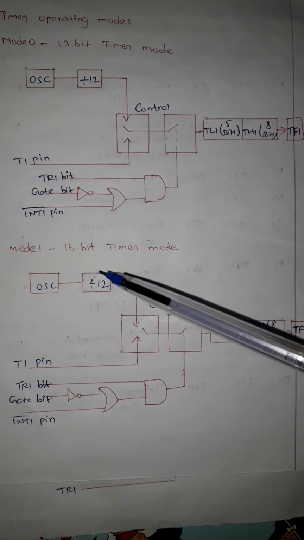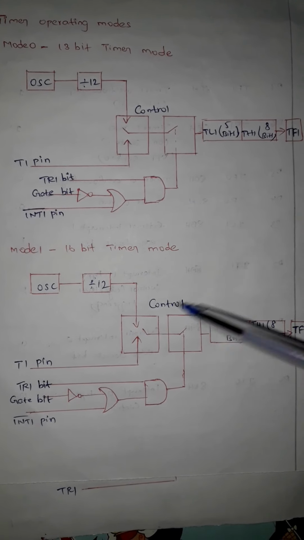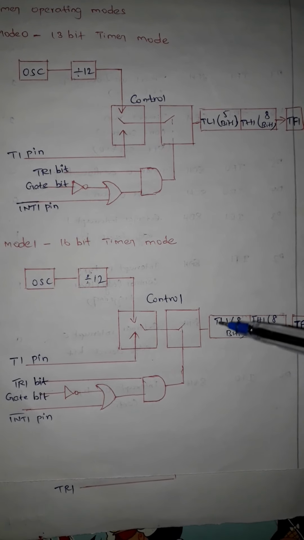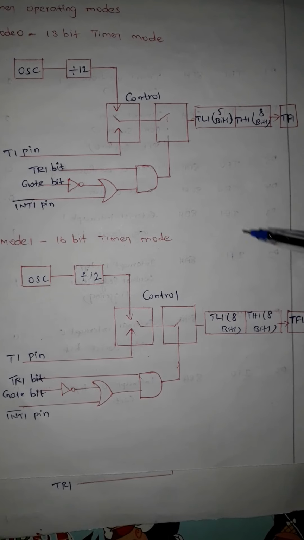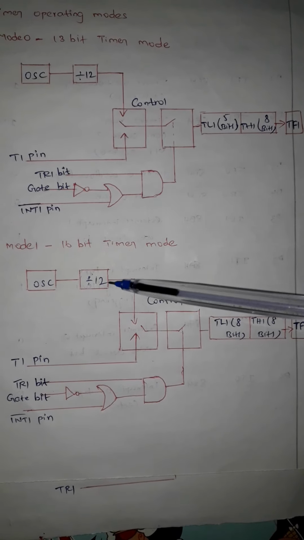And similarly, now look into mode 1. Mode 1 is a 16-bit timer mode, and this is a popularly used mode in the 8051 timers. So this is mainly used for generating the baud rates. It's a 16-bit timer mode, and the control part is the same as mode 0.